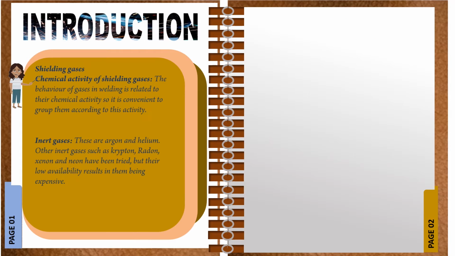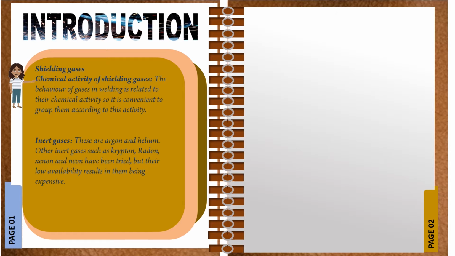Introduction. Shielding gases. Chemical activities of shielding gases. The behavior of gases in welding is related to their chemical activity, so it is convenient to group them according to this activity. Inert gases. These are argon and helium.